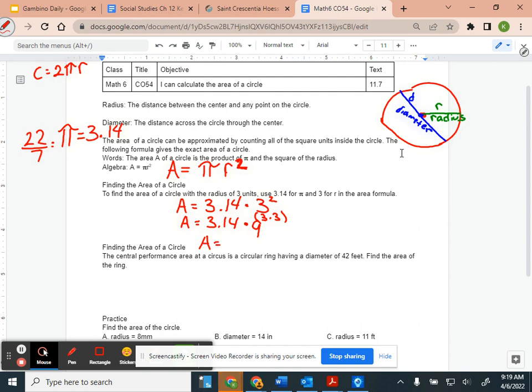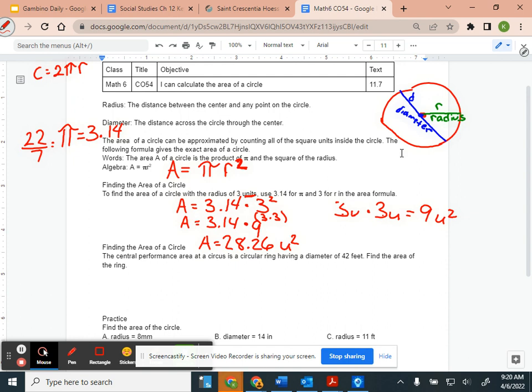So what is 3.14 times 9, Will? 28.26. And then we have to remember that we need to put our label. We have units. Do I put just units? Units squared, because we had 3 units times 3 units. So if we do 3 units times 3 units, we have 3 times 3, which was the 9. Units times units gives us units squared.